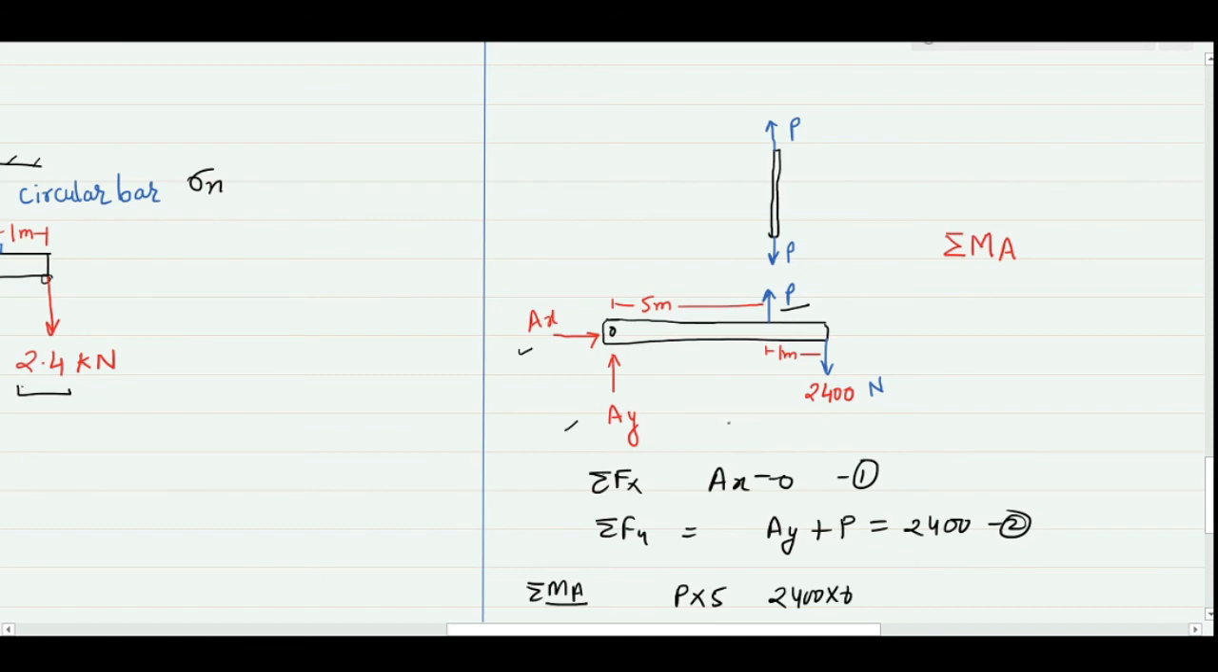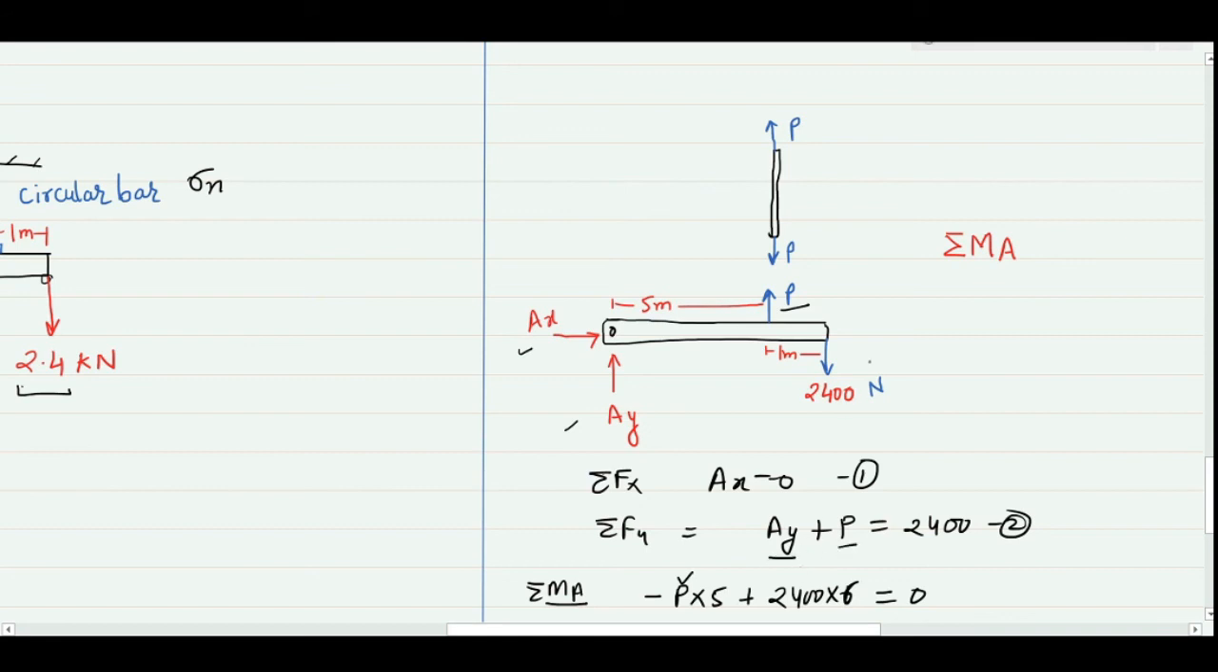Now what is the sign? P is trying to rotate the body in the counterclockwise sense, so put it negative. 2400 is trying to rotate clockwise, so put positive. Using this equation, you will get the P value. When you put P here, you will get the AY.